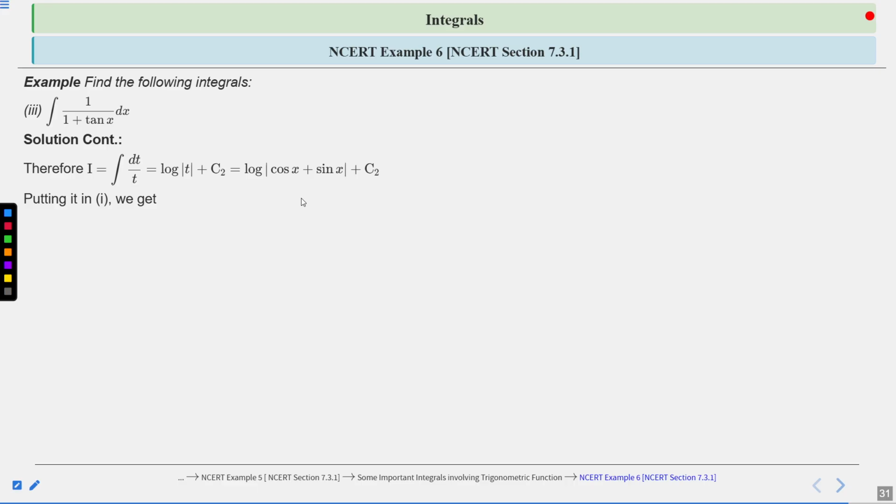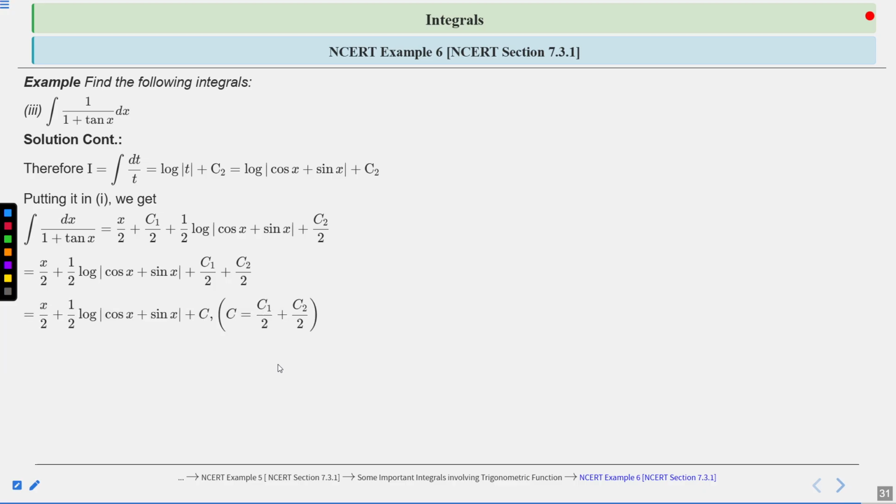Now putting it into equation 1, we will get integration of dx upon 1 plus tan x will be equal to x upon 2 plus c1 upon 2 plus 1 by 2 log mod cos x plus sin x plus c2 upon 2. So it will be equal to x upon 2 plus 1 by 2 log mod cos x plus sin x plus c1 upon 2 plus c2 upon 2, which is equal to x upon 2 plus 1 by 2 log mod cos x plus sin x plus c, where c is basically equal to c1 upon 2 plus c2 upon 2.